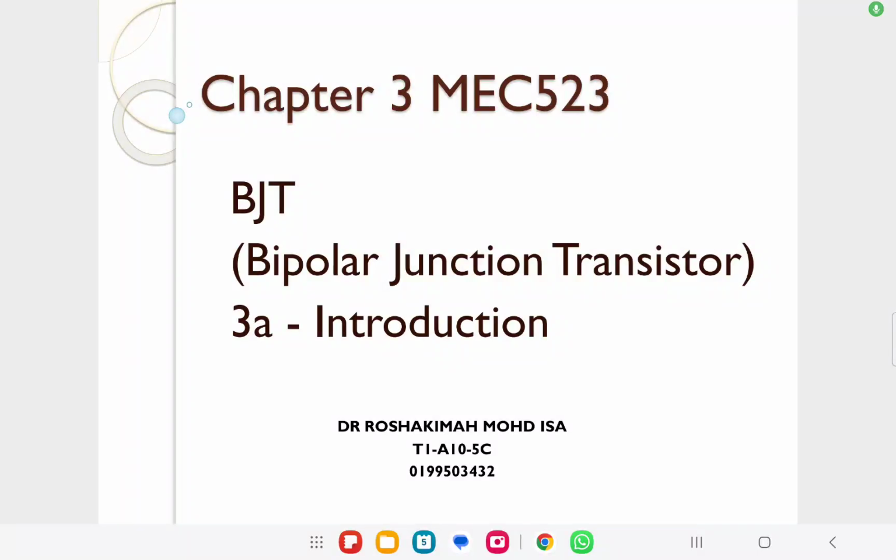This bipolar junction transistor, in test 1 we will cover in question 2. It will carry 20% out of 50 for test 1. Normally 10% for DC analysis and another 10% for AC analysis. I am not ready yet with the questions, but usually it will be more or less like that.